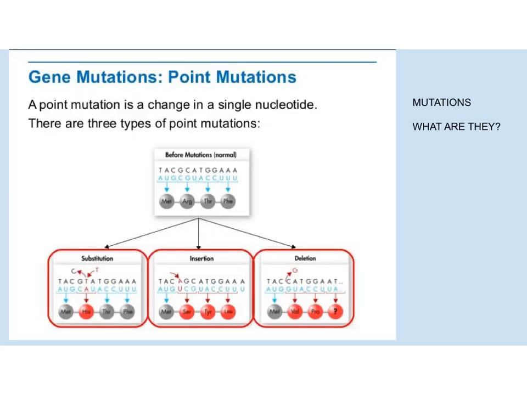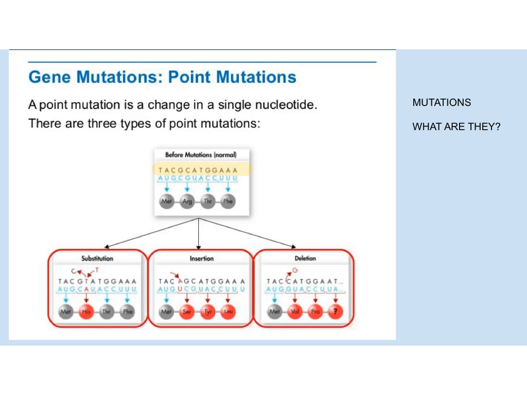So what is a mutation? Basically, it's just a switching of the letter. Letters can be switched when we replicate, and they can get switched for a number of reasons. Here's our original sequence right here: T, A, C, G, C, A, T, G, G, A, A, A. That's our original sequence.